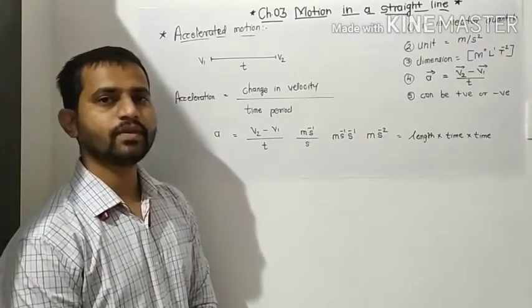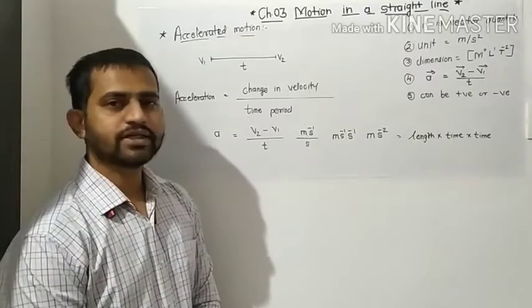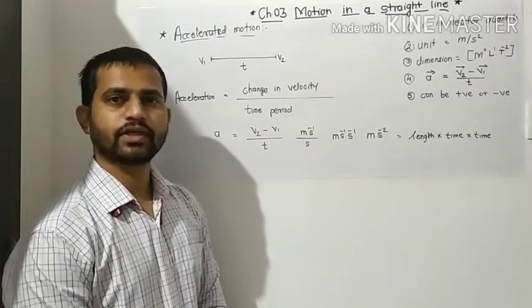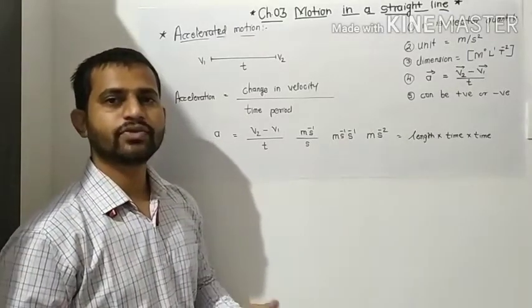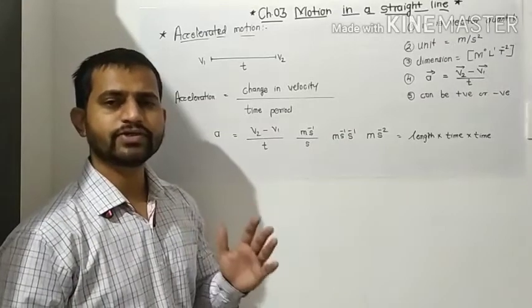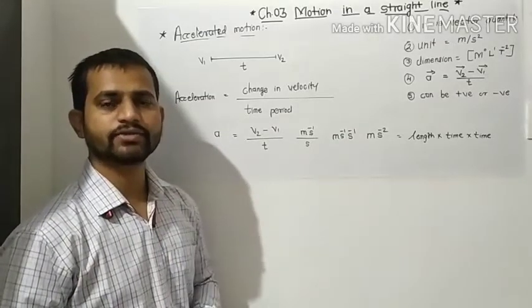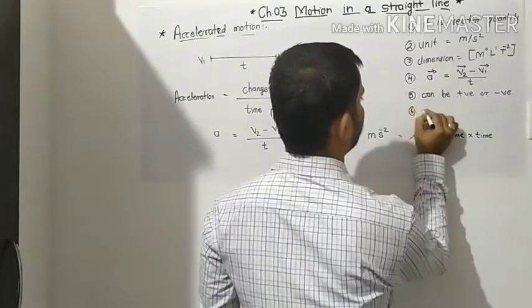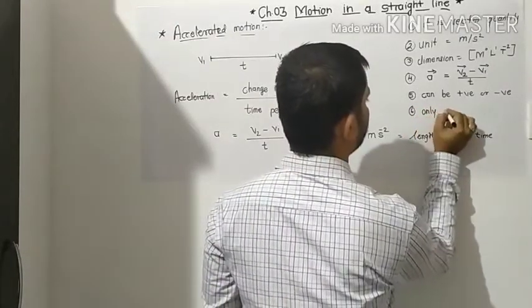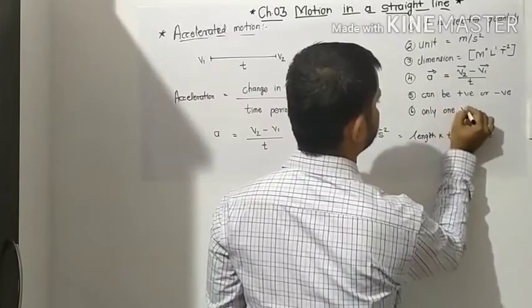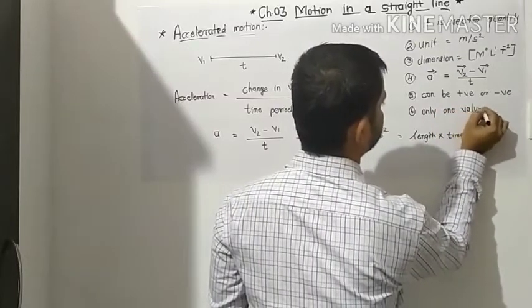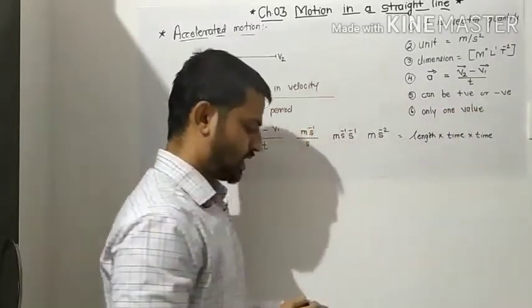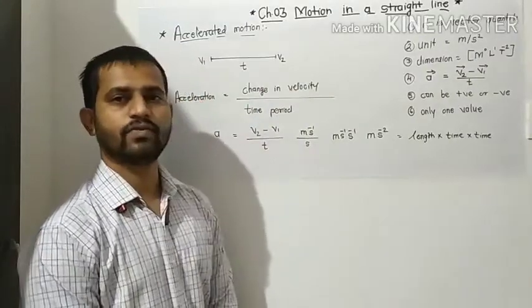Then the acceleration has only one value, because the change in the velocity is measured only along a straight line. So that's why the acceleration can have only one value.